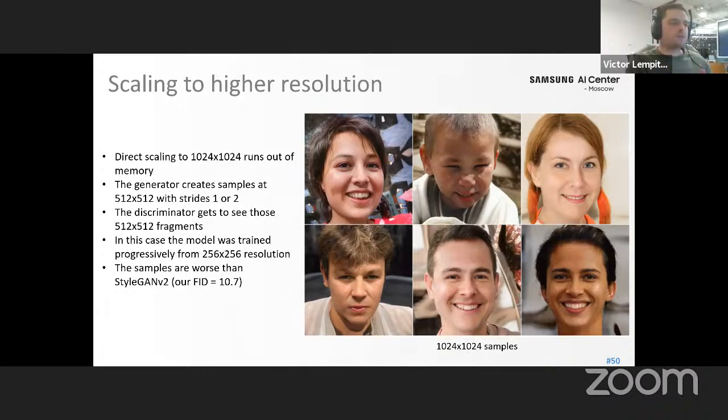Here in this example, our discriminator sees examples at 512 resolution generated either with stride 1 or stride 2. The stride 2 examples span the full image. A stride 1 example would be a quarter-sized part of the image. Because of these compromises, these samples are worse than StyleGAN v2, but still, I think, reasonably good.